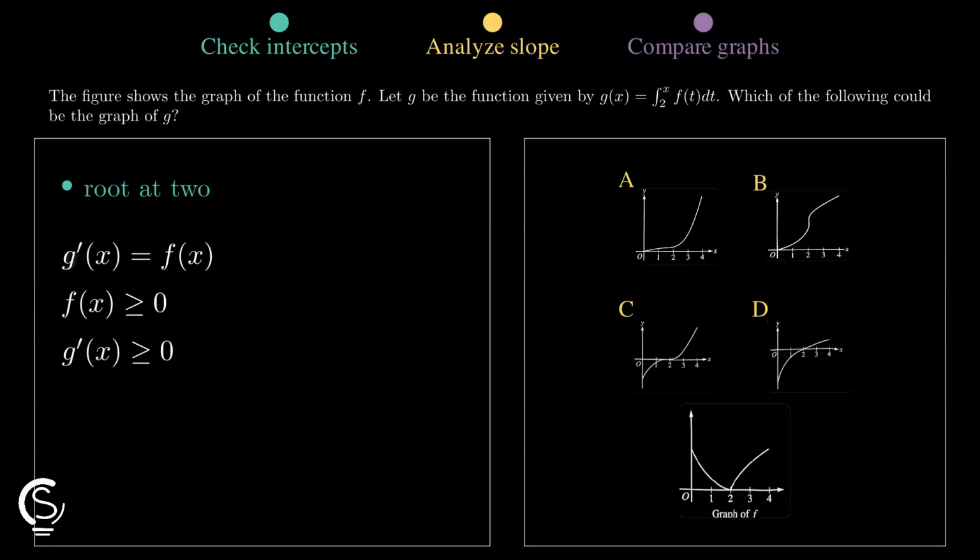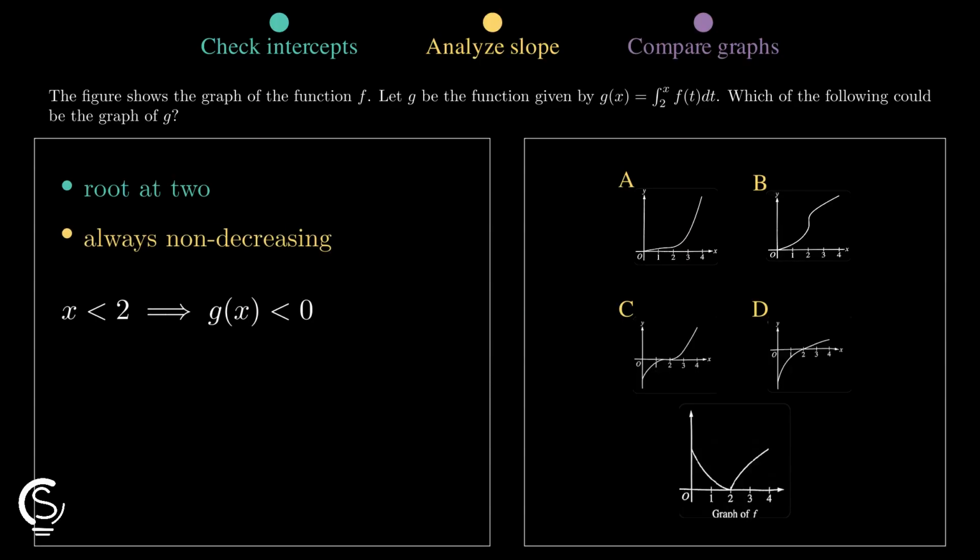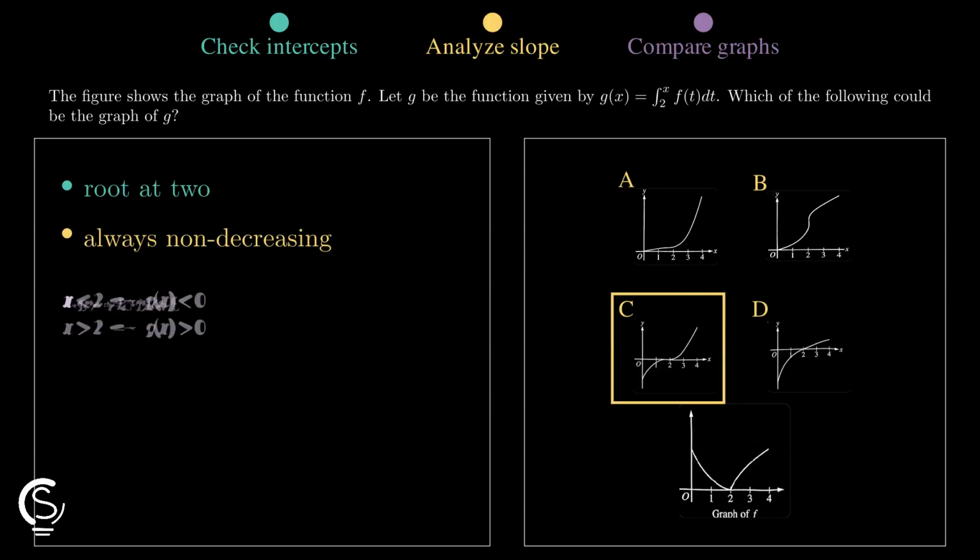For x less than 2, the integral from 2 to x is negative because the bounds are reversed. Only one graph stays below the axis for x less than 2.